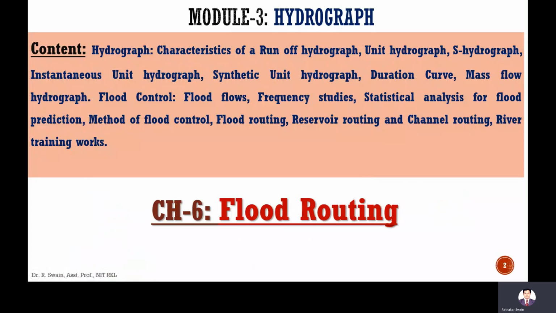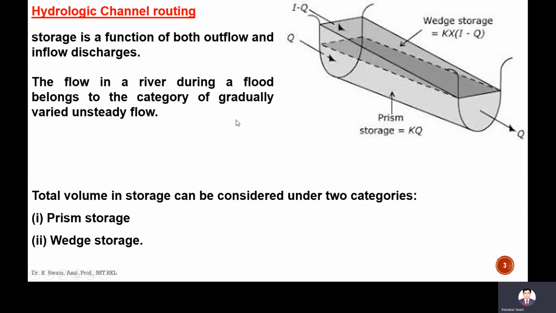Continue this chapter, flood routing. In the last class we discussed the different concepts of routing, both channel routing and reservoir routing. Both concepts we discussed, and reservoir routing specifically we discussed in depth. So in today's class we'll discuss channel routing in detail.